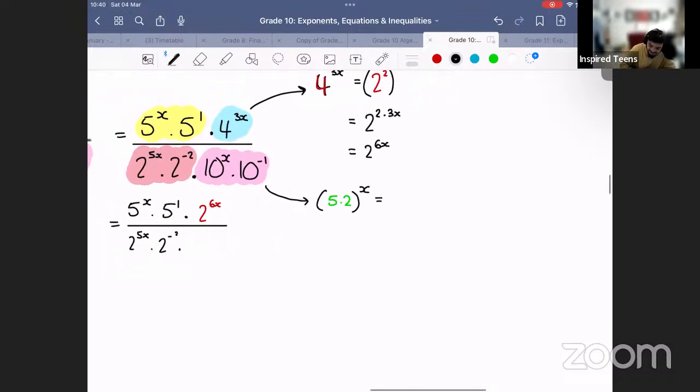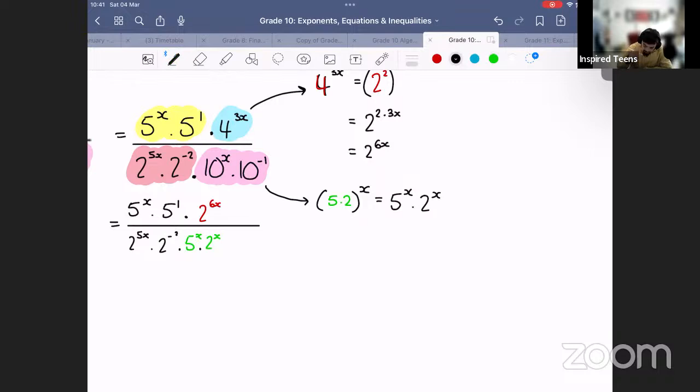This is an exponent rule. It's a product that has a power, and you basically distribute the power to each factor in the multiplication. So this then becomes 5 to the x times 2 to the x. I have the 2 and I have the 5. That's perfect. Okay, so this then becomes 5 to the x times 2 to the x.